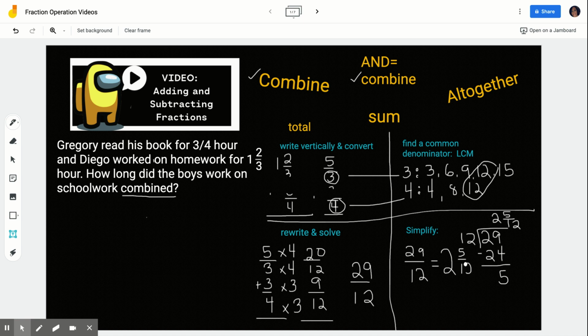I'm going to circle this right now so you can tell where the answer is. And then I'm going to go through my simplifying steps. So I'm going to ask myself, can I divide both the numerator and denominator by 2, 3, 5, or 7? Looking at this, I cannot divide the numerator by 2, so that one's out. I cannot divide the numerator by 3, so that one's out. I can divide the numerator by 5, but not the denominator, so that one's out. And I can't divide either of them by 7. So that means 2 and 5/12 is our answer here.